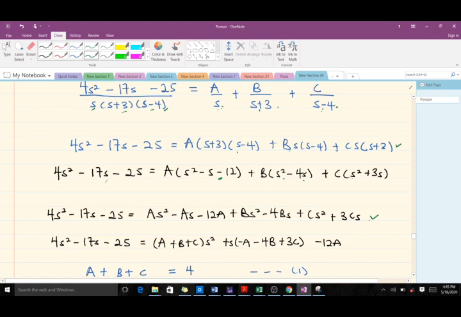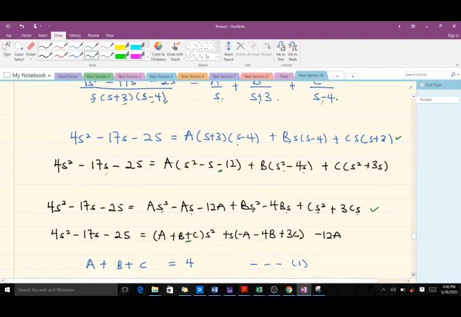After getting this, the next thing we do is group like terms. Realize that we have s squared, s squared, s squared here, so we group those like terms here. We have s, another s here. So that's what you can see here. And we have minus 12A. After grouping like terms, we compare coefficients.